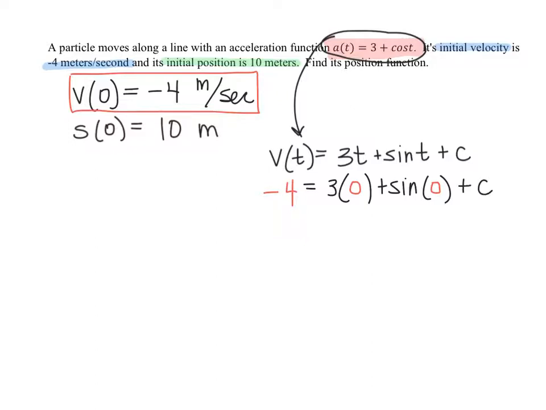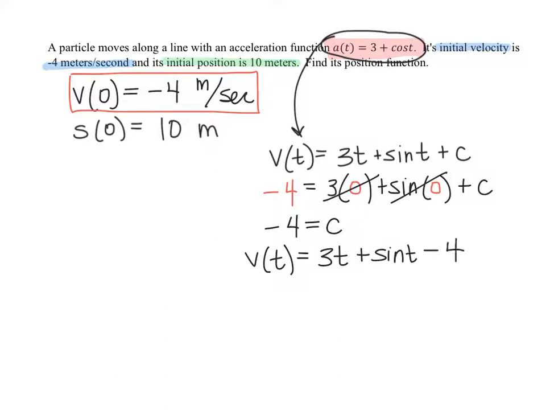Once I have my substitution, we can go ahead and solve for c. In this case, 3 times 0 is 0, and the sine of 0 is also 0. Therefore, we're going to end up with our constant value, which is negative 4. So now, rather than writing our general velocity function, we can write a specific velocity function. V of t equals 3t plus the sine of t, and then our constant we just found is a negative 4. So we'll have a minus 4 for a velocity function.